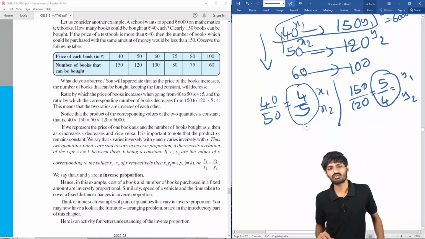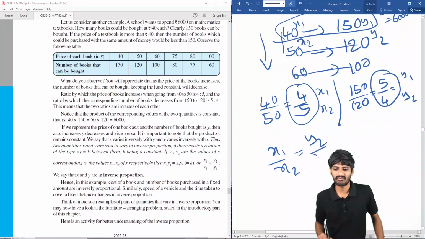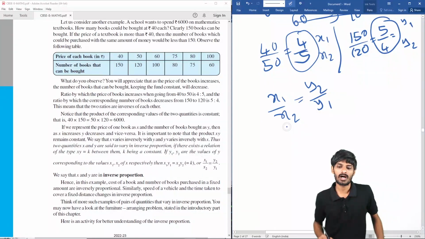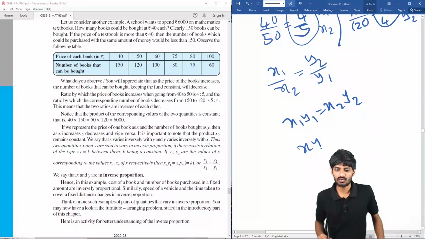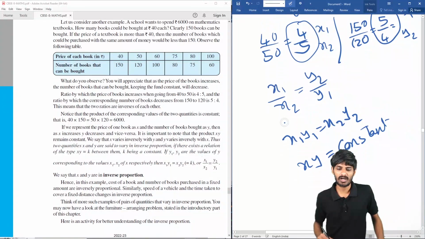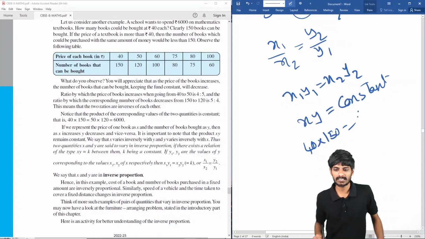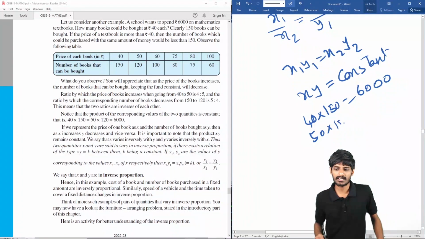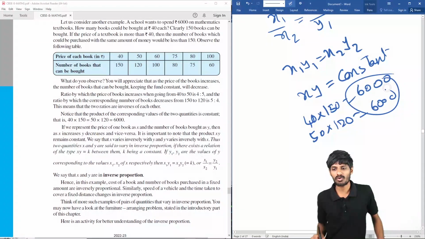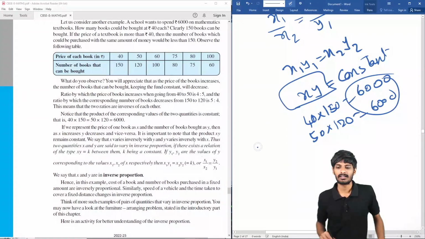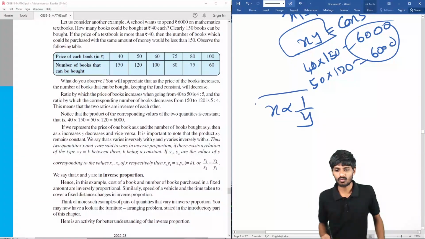Is x1 by x2 equal to y1 by y2? No. x1 by x2 is equal to y2 by y1, which means x1 y1 is equal to x2 y2, which means x into y is a constant. If you multiply x, which is 40, with y, the number of books, 150, you will get 6,000. If y is 120, in this case also you will get 6,000. So the value is constant, so x into y is constant, which means x is inversely proportional to y.